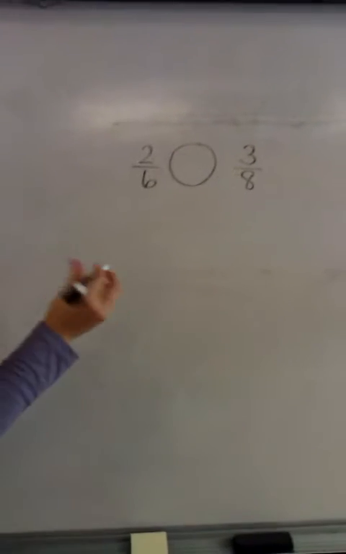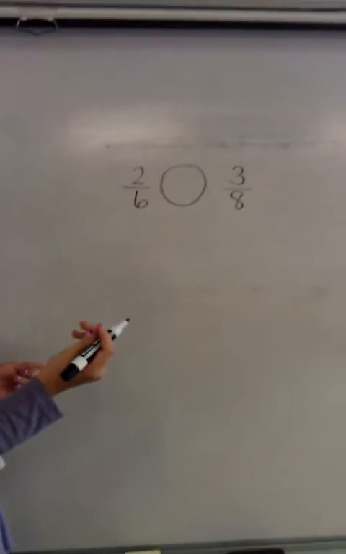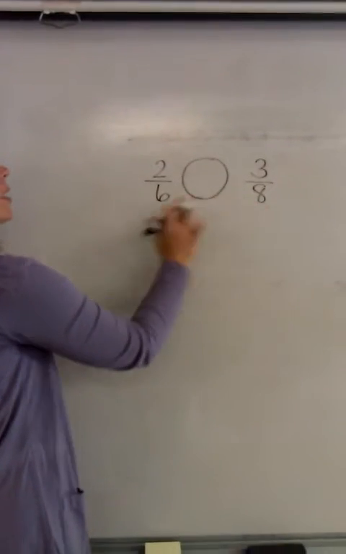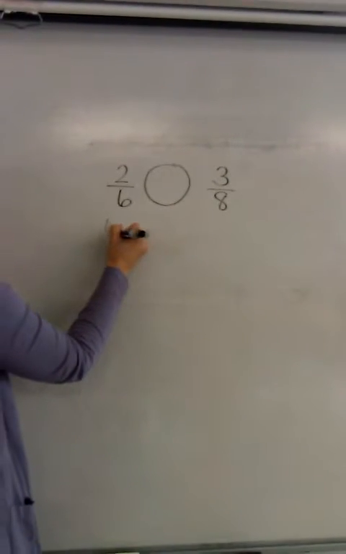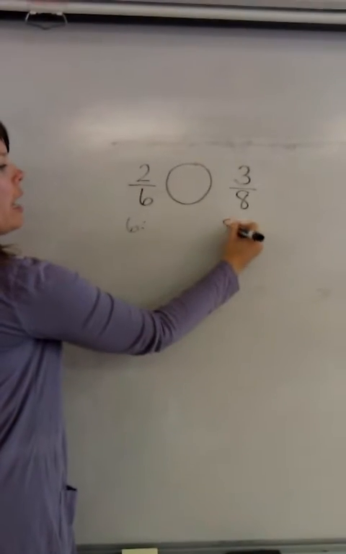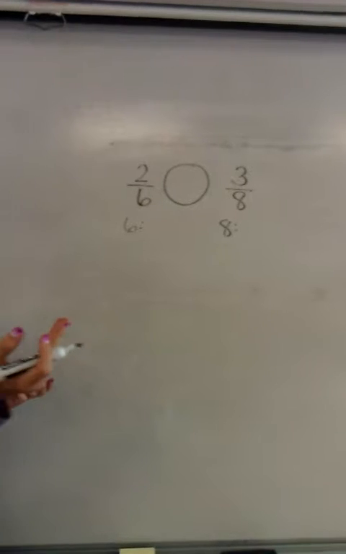Okay, so I'm going to show you how to use the bubble method to find a common denominator to make these numbers easier to compare. First thing we do is we write down the two denominators we have, 6 and 8. Now we're going to write down our prime factors.